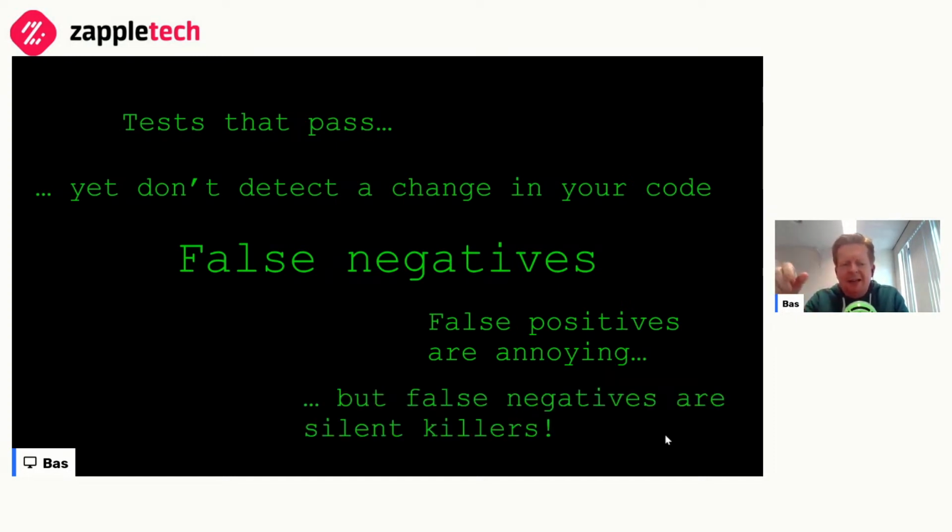And so these false negatives are what I call silent killers, because there's a change. Your test was supposed to detect it, it didn't, and if your tests don't detect it, probably at some point your users or your customers are going to detect it. And I think, well, that's not a good thing.